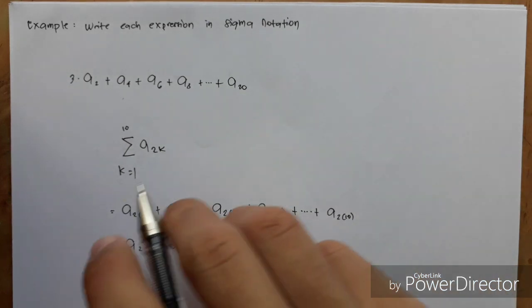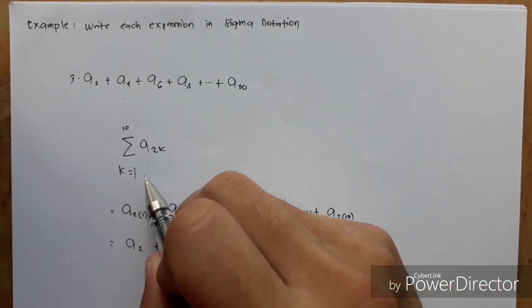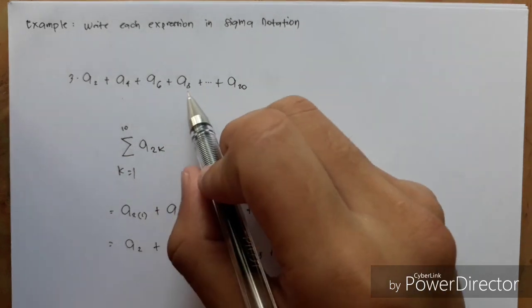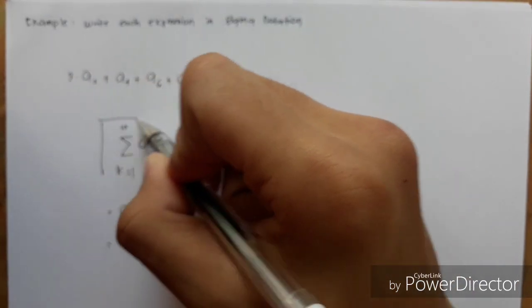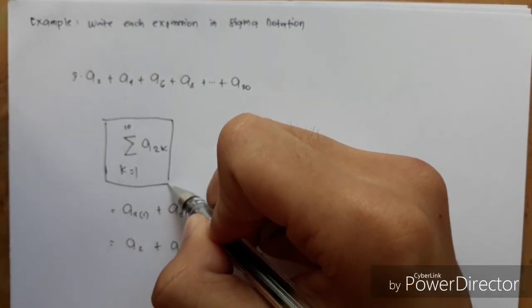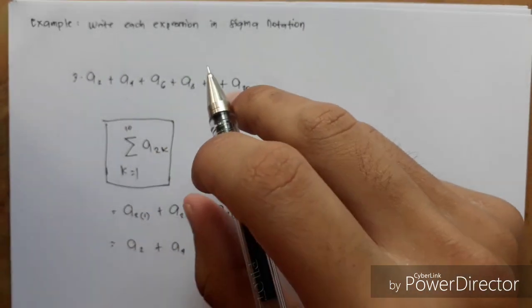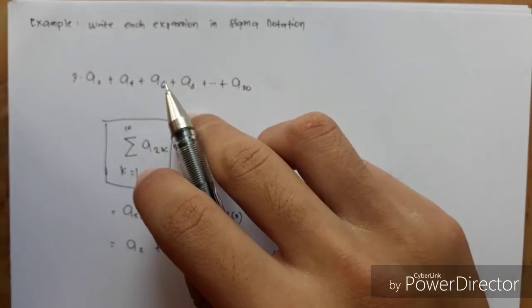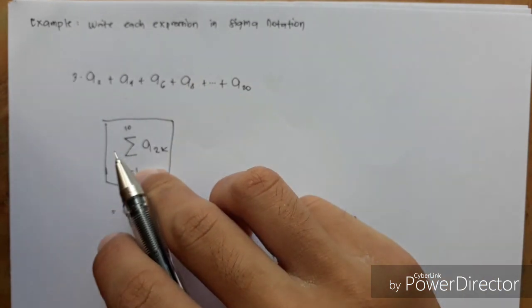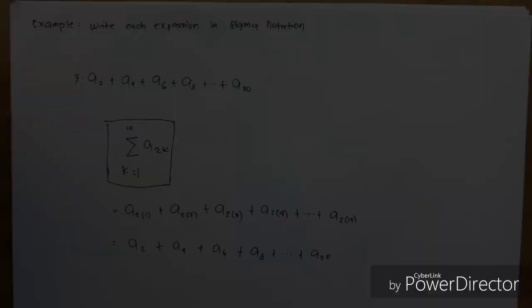So the sigma notation fits the given expression. This would be the sigma notation if we write this expression into a sigma notation. That would be all.